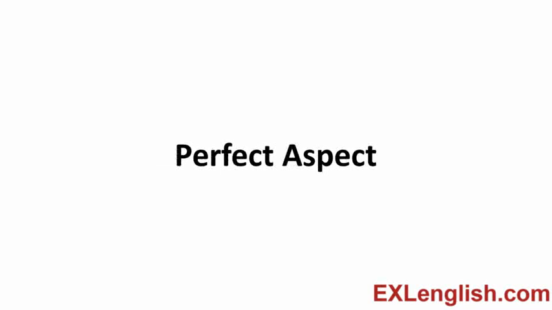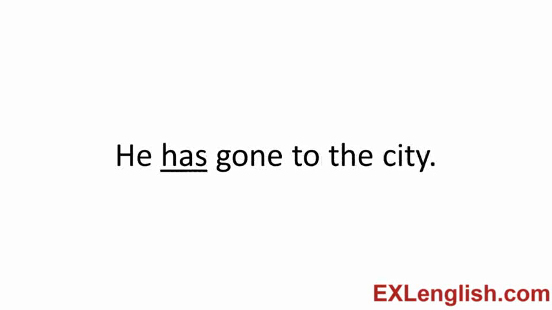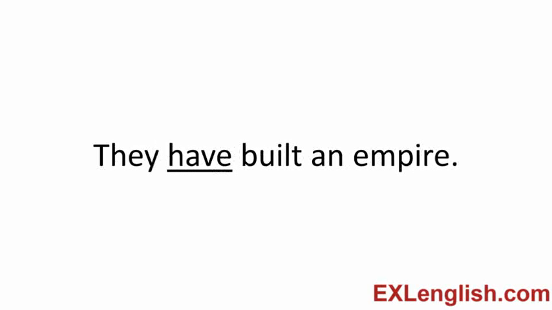Perfect aspect. To form the perfect aspect, we will use the auxiliary verb to have with a past participle. The perfect aspect is used to tell of finished actions that are relevant to the time referred to or ones that continue up to the time referred to. Here are some examples. He has gone to the city. They have built an empire.